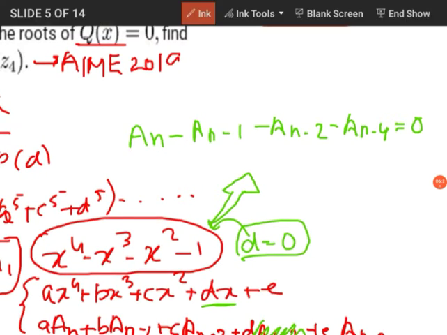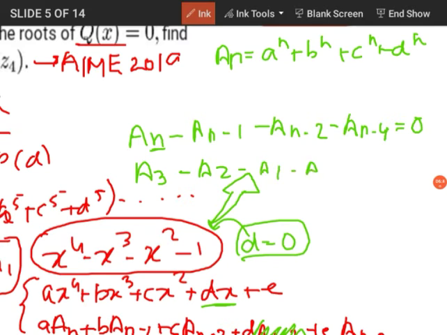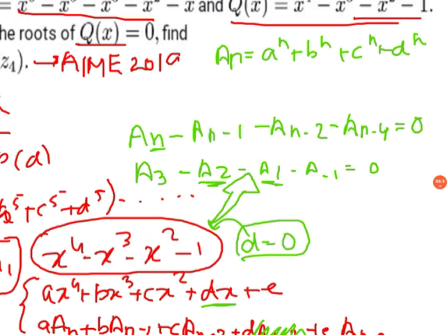First of all, let's replace n with, say, 3. So a3. Now what is a_n? If you have forgotten, a_n is equal to a raised to the power n plus b raised to the power n plus c raised to the power n plus d raised to the power n. Okay, so a3 minus a2 minus a1 minus a_(-1) is equal to 0. You know a2 how? Using Vieta. You know a1 how? Using Vieta. Now you have to find a_(-1), which is very simple. How? Let's see how to find a_(-1).